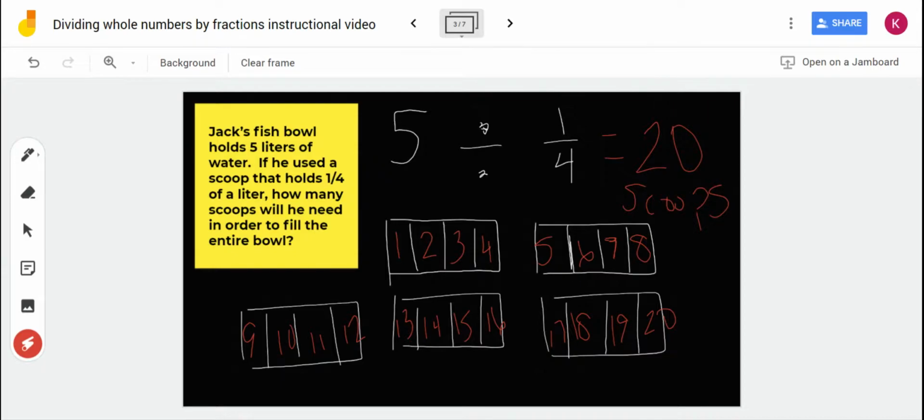The reason for that is because I took a whole number and I divided it into smaller parts. That means I'm going to wind up getting more than what I started with, because what I started with were whole things, and what I'm ending with are those wholes split into smaller parts or fractions. So when I split something into fractions, I wind up getting more of them because I have more parts.